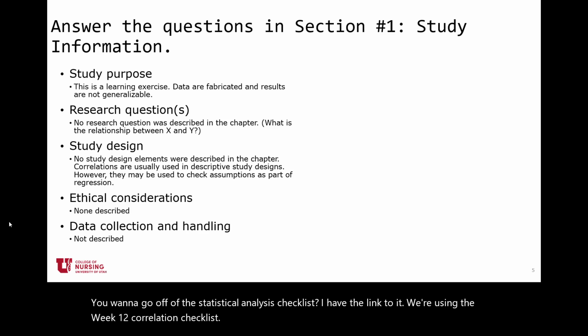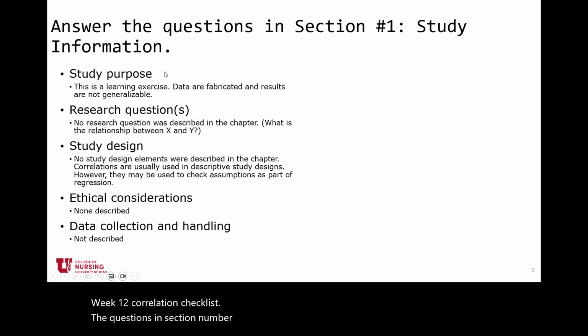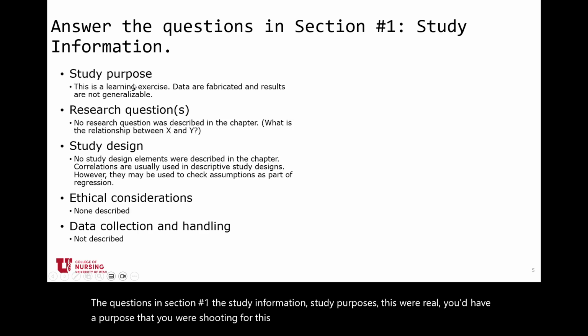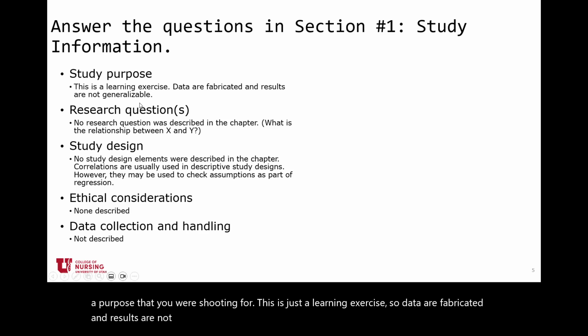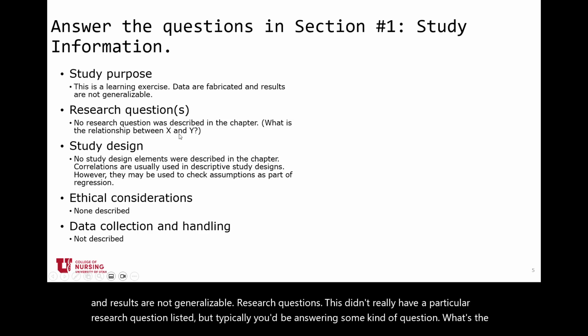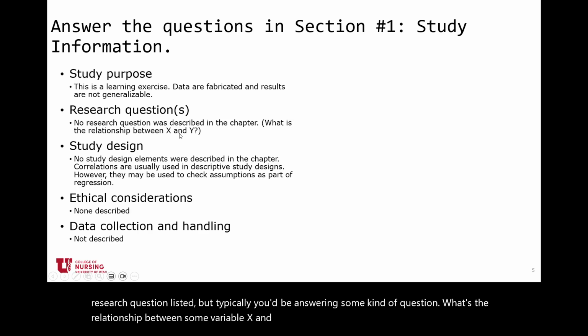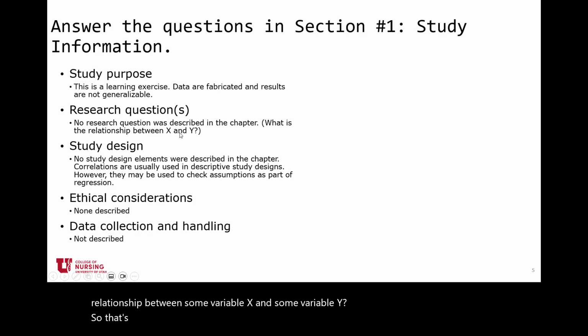The questions in section number 1, the study information. Study purpose: if this were real, you'd have a purpose that you were shooting for. This is just a learning exercise, so data are fabricated and results are not generalizable. Research questions: this didn't really have a particular research question listed, but typically you'd be answering some kind of question. What's the relationship between some variable X and some variable Y? So that's typically what you're going to see for that.